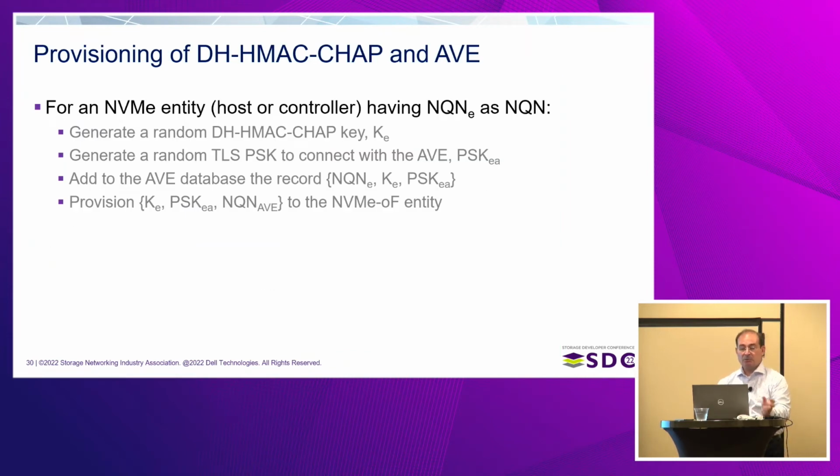And so after all these things, what does all this provisioning of the DH-HMAC-CHAP and AVE get down to? For an NVMe entity having a certain NQN, you need to generate a random key K, and a random TLS PSK to connect with the AVE. Then you add to the AVE database the record: this entity has this key and this PSK to connect with the AVE. And provision the key, the PSK, the NQN and the AVE to the NVMe-oF entity. That is the single step you have to do. After that, everything else is automated.